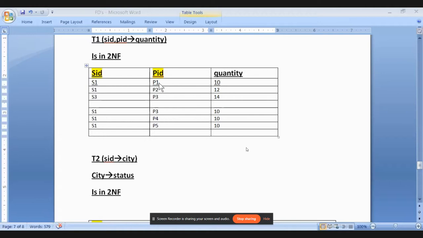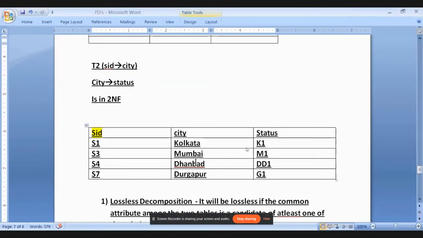Similarly, P3 is repeated here. I have to repeat P3. Repetition is not redundancy. It is necessary information which is repeated, because S3 also supplies P3, S1 also supplies P3. I cannot keep it null. And quantity can be repeated because multiple suppliers may supply the same quantity of product. So nothing unnecessary is stored here. Redundant information is not present in the T1 table. Is it clear? Now let us come to the T2 table.